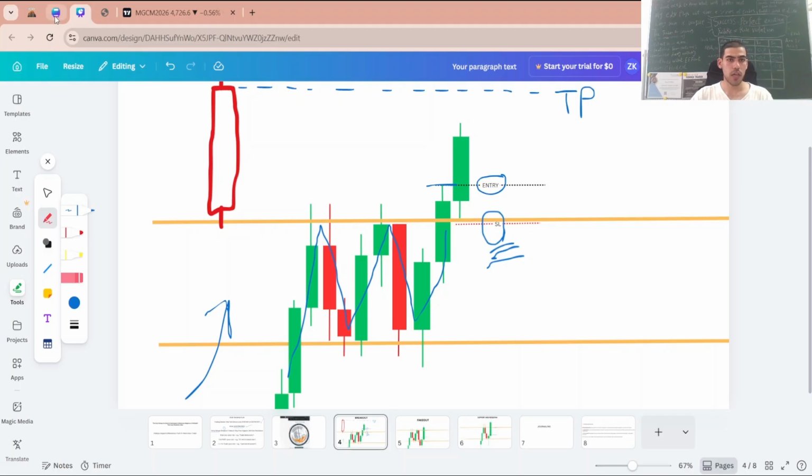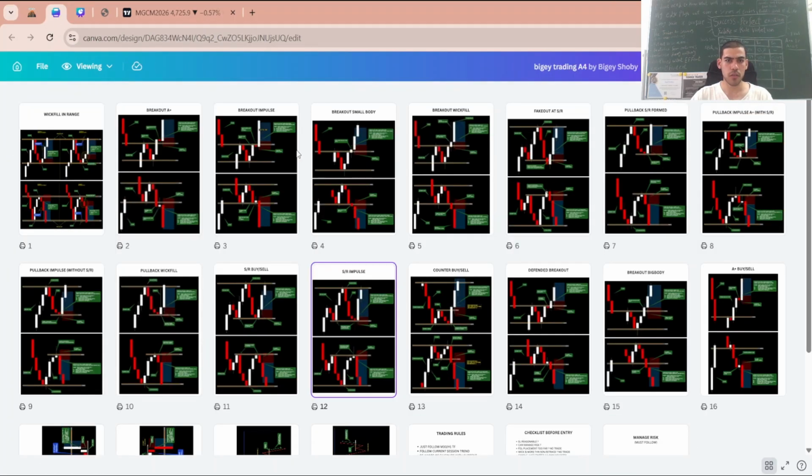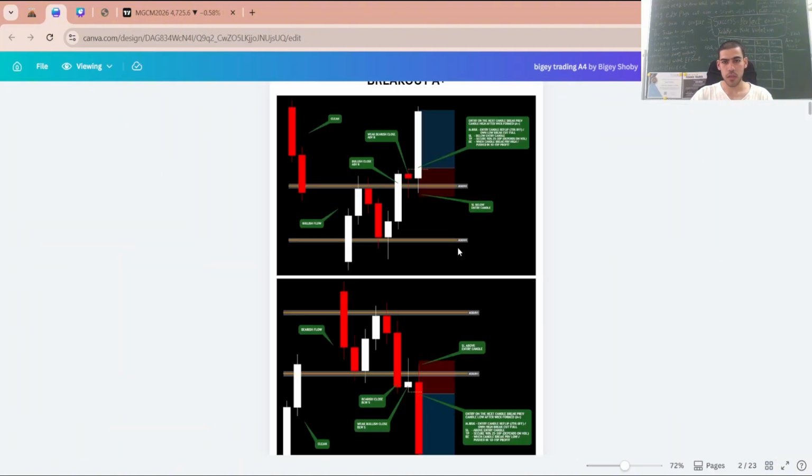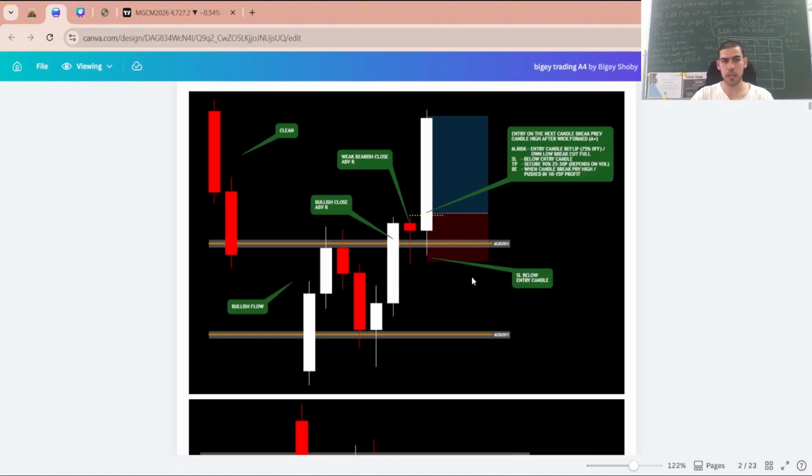Now I'm going to dive a little bit deeper into details. For breakouts, we have a lot of setups, but I'm going to explain it in short. Let's start with the A plus breakout.